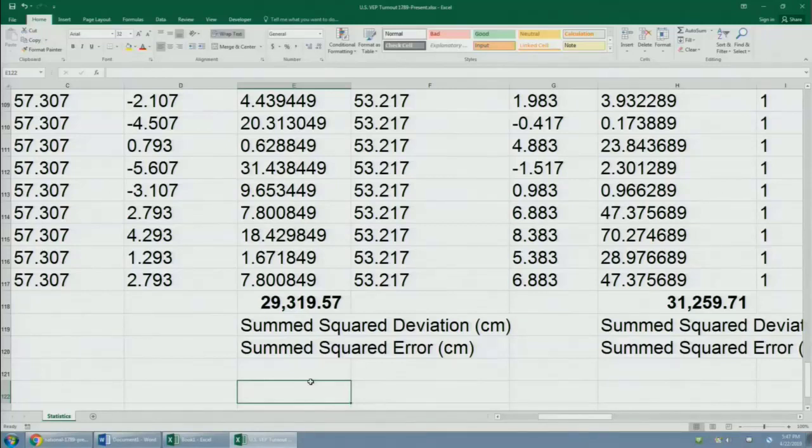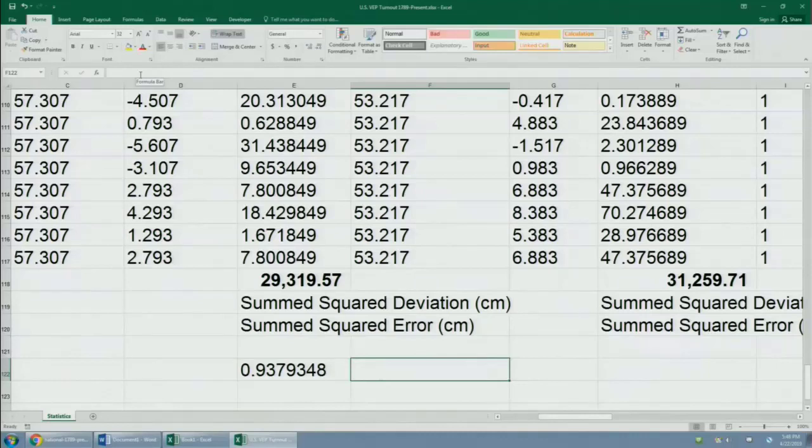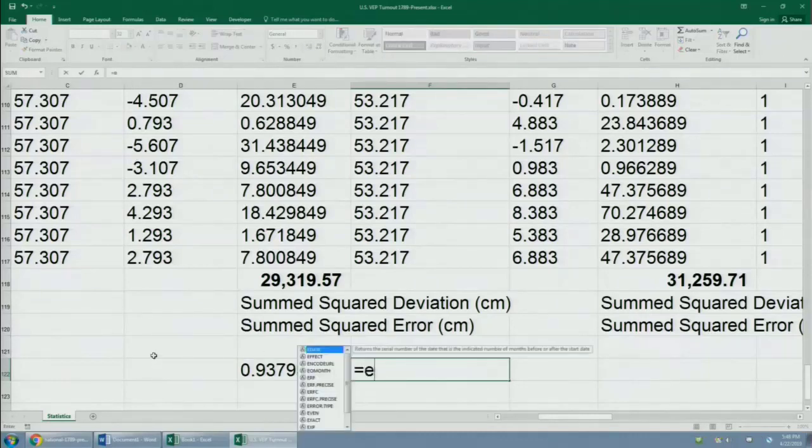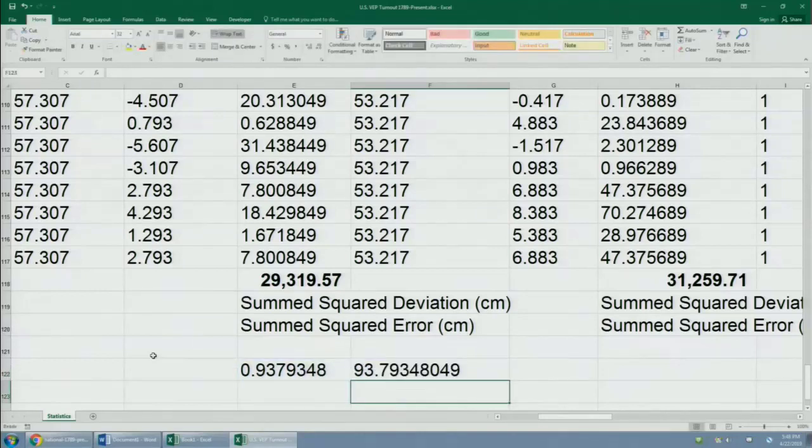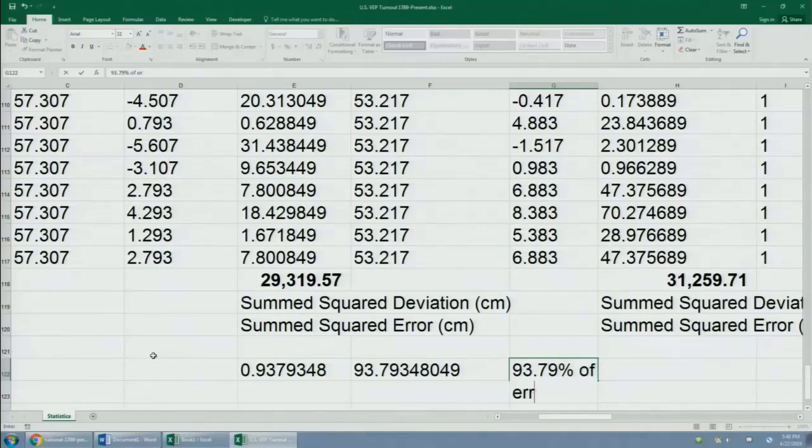Okay? So, in order to do that, we could just calculate a percentage, right? How much error is still left? Well, that's the error that we've got still left over out of how much was there if we just looked at the mean. 29319.57, and let's divide that by 31259.71. And then if we multiply that times 100, which you do to get a percentage, that's our way of saying 93.79% of error is still there.